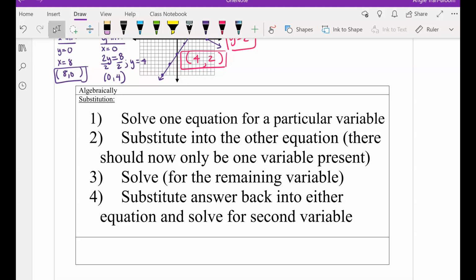Hannah H., can you help read number 3, please? Solve for the remaining variable. Very good. Solve for the last variable. And last one, step number 4, Sophia N. Substitute answer back into either equation and solve for second variable. Good. Go ahead and copy that down, and then we'll go and practice on example 2.